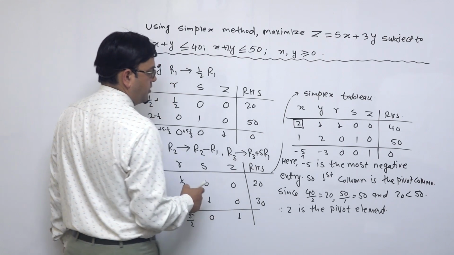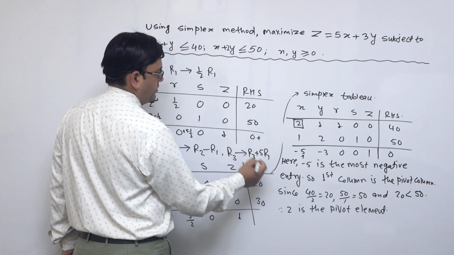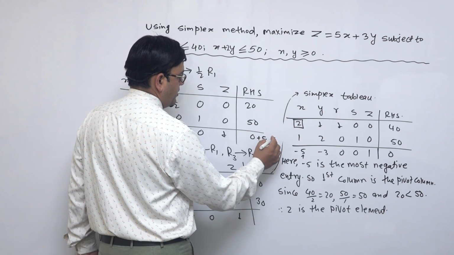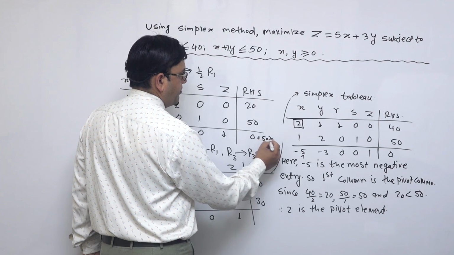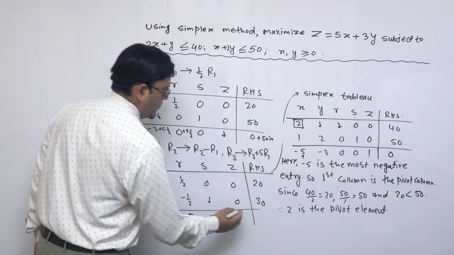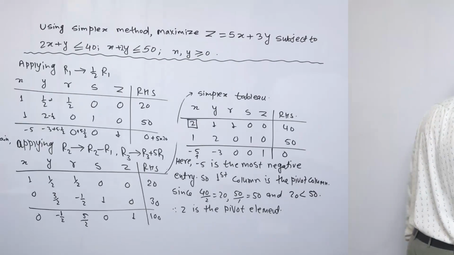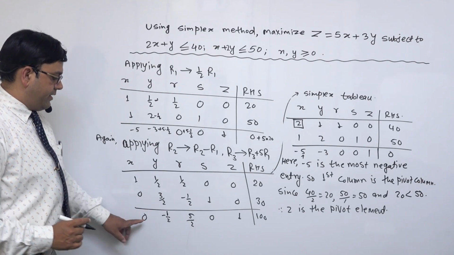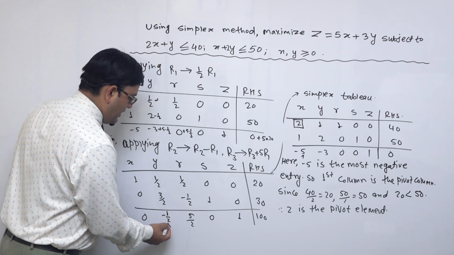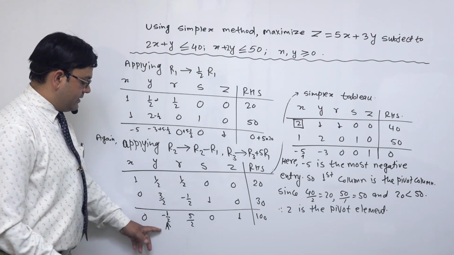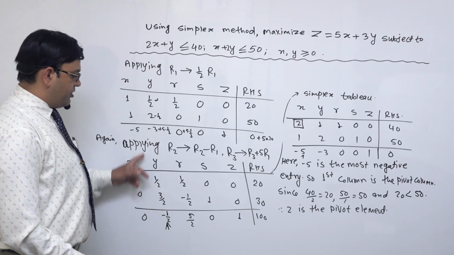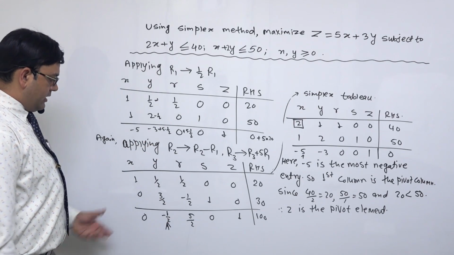5 times R1 means 20, so 5 times 20 is 100. We have here 100. Here the solution is not optimal again. Here minus 1 by 2, this shows again we have to take, this is the negative, so this second column is the pivot column. So let's look again.